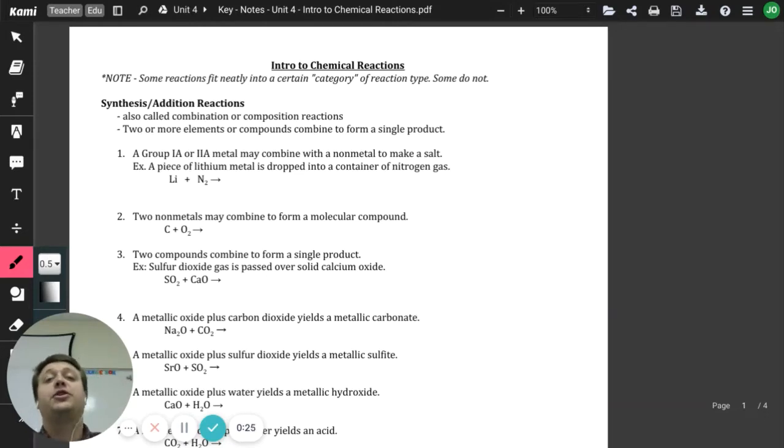For this, you do need to make sure you've got your notes, something to write with, and then I would highly suggest a periodic table as well. All right, so let's go ahead and get started.